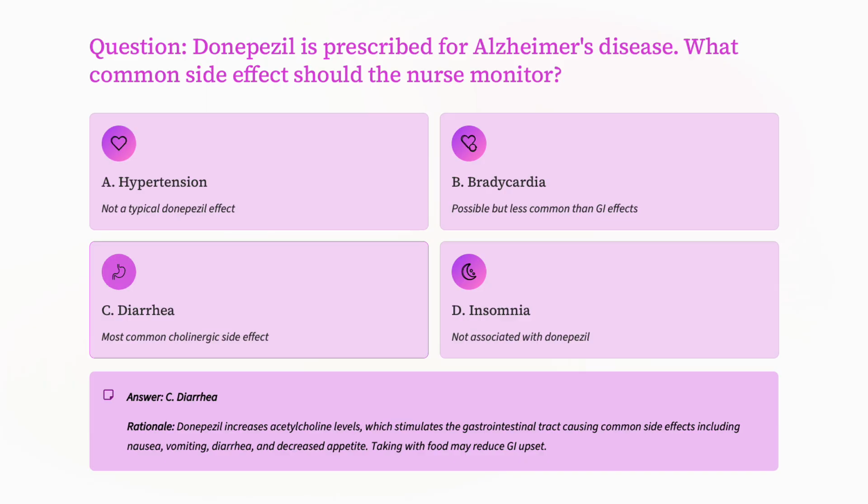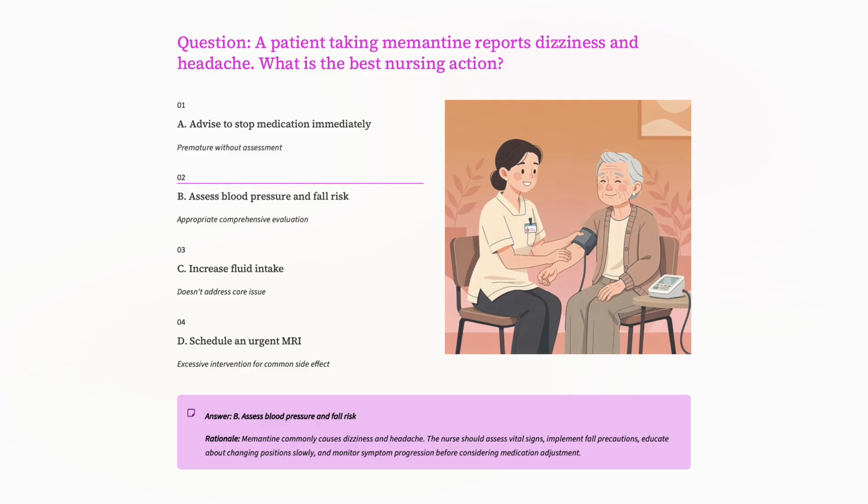And so because it is more common, and the question specifically said what common side effects should the nurse watch for, we're going to choose diarrhea. Had it said what is the priority, it would have been bradycardia because of our ABCs. But it didn't. It's a common.